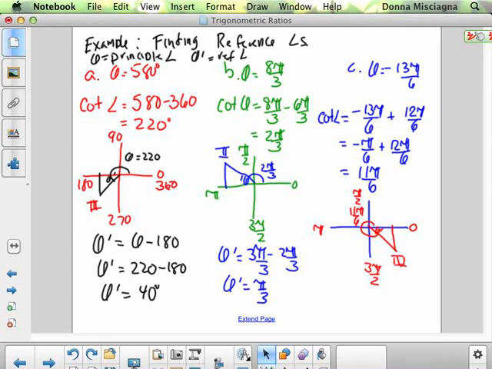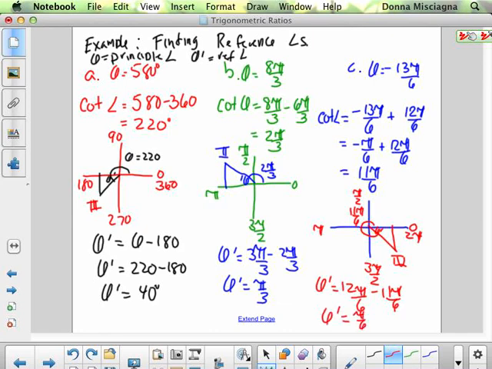And so now to find the reference angle, we're simply going to subtract the principal angle from 2 pi. So we have 2 pi minus 11 pi over 6. And of course, 2 pi is the same as 12 pi over 6, which means that our reference angle is pi over 6. And there we go. That's all there is to finding reference angles.